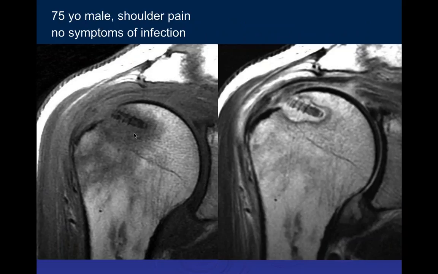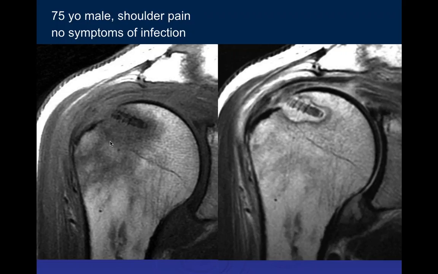All right, 75-year-old male, shoulder pain, no symptoms of infection. So what we're seeing on this coronal, looks like coronal T1, T2 images. Where we see the suture anchor in the humeral head, I'm concerned about the hyperintense signal surrounding the suture anchor on the coronal T2 image there. It looks like I'm concerned about basically an erosion, maybe related to infection, or maybe related to loosening of the anchor in the humeral head there.